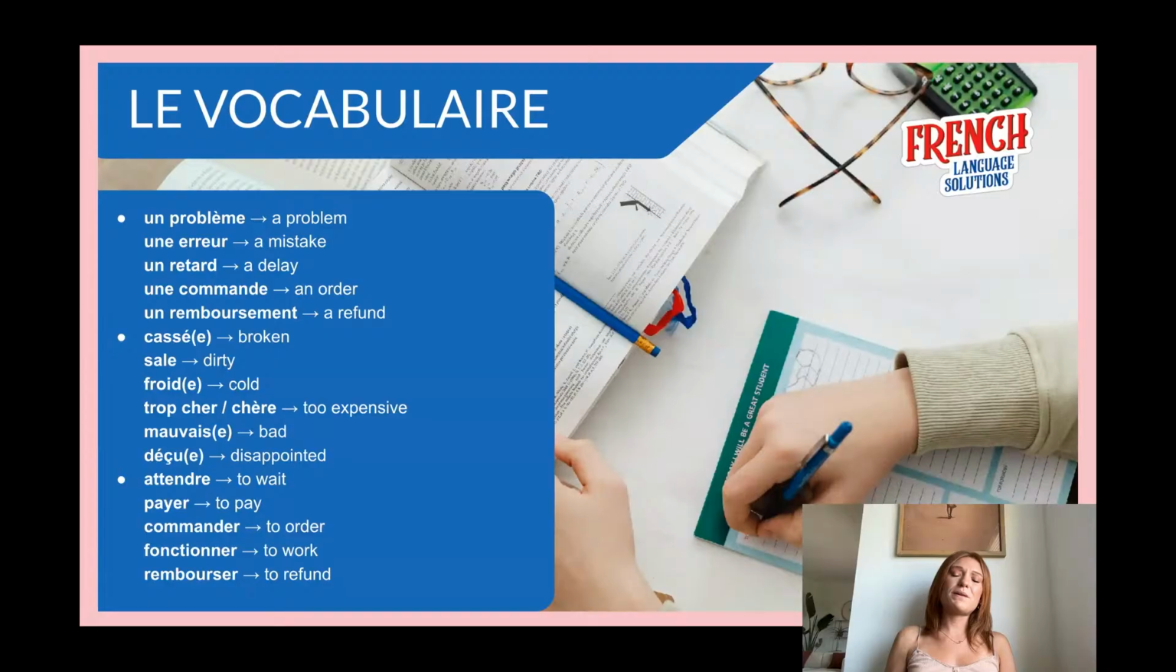Then, too expensive. It's not what was planned. I'm sorry, it's too expensive for me. Trop cher. Trop, too, cher, expensive. Trop cher. Same, adjective, so you connect. The phone is too expensive. Le téléphone est trop cher.